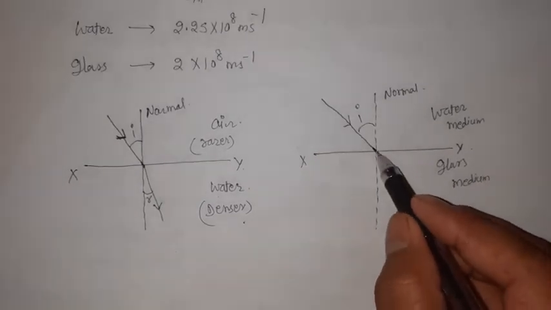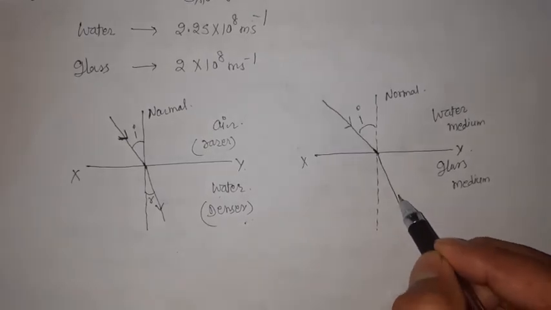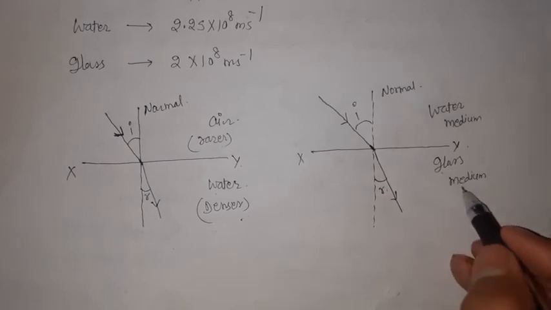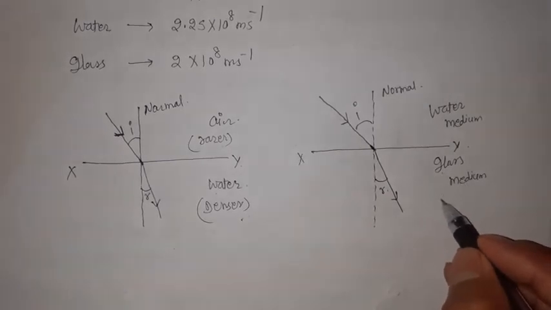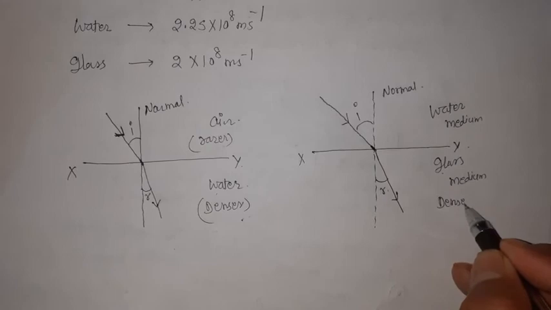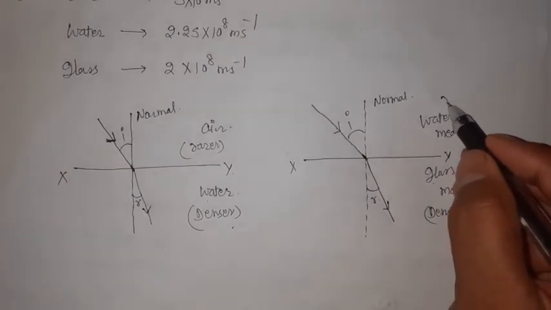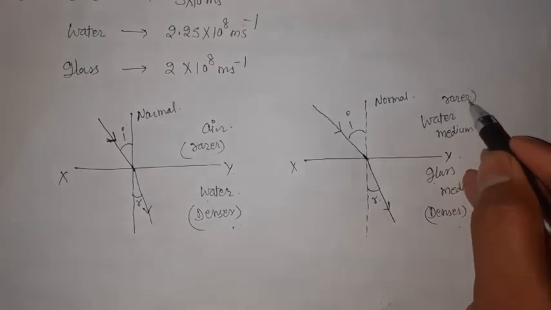If it is going to decrease, then students, it will bend toward the normal. Here it is bent toward the normal, and thus we say that this glass is the denser medium. What type of medium is this? Denser. While this water is going to be the rarer medium.